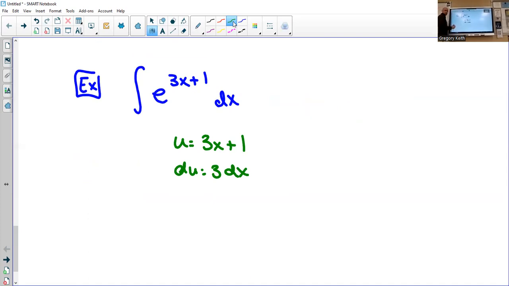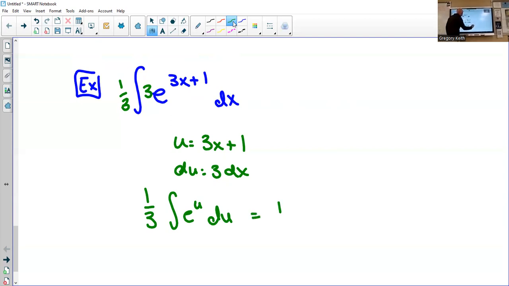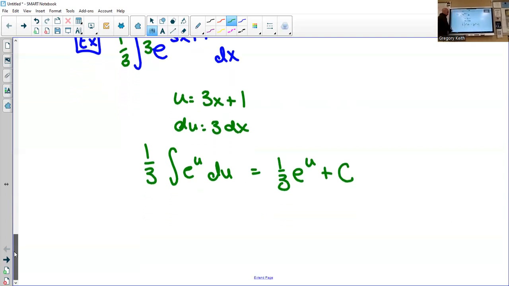And what are we missing? What do we not have in front of it? We don't have the 3. So let's go ahead and put a 3, and out front, we're going to put a 1/3. So now from there, we've got 1/3 integral of e to the u du. And the integral of e to the u du is just e to the u. So this is going to give us 1/3 e to the u plus c, and then we can go ahead and put our u back in there, which was 3x plus 1, plus c.